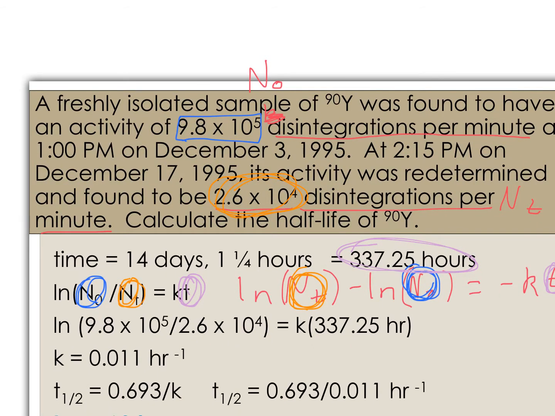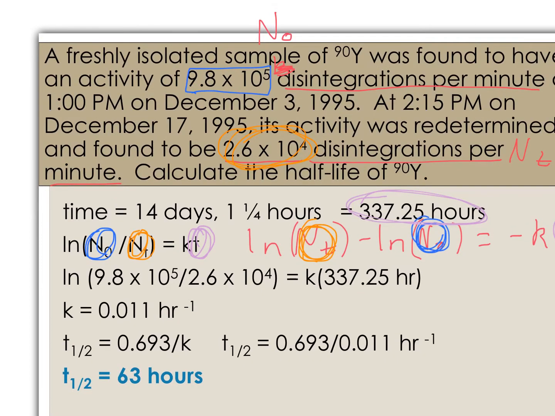I plug my K into my half-life equation, I get 0.693 over 0.011 per hour, and that gives me 63 hours total. If you plugged it in without rounding first, you'd get about 64 hours. So that means that every 64 hours, half of your Y90 sample has disintegrated.